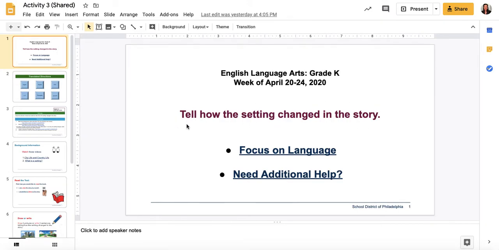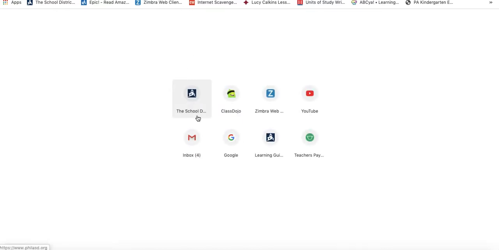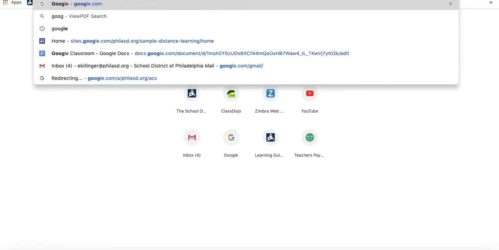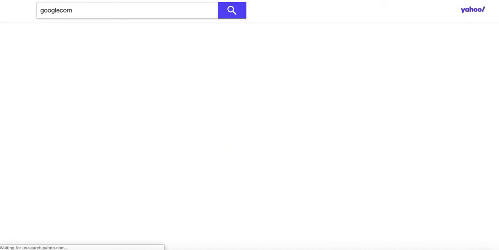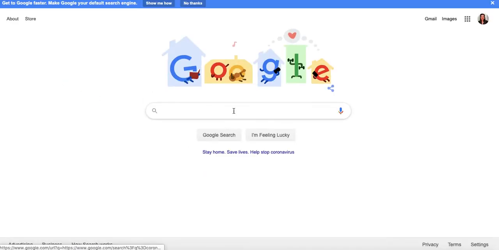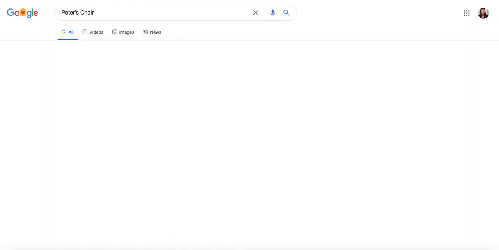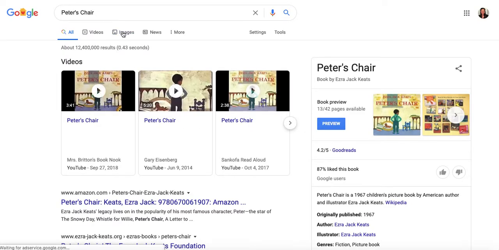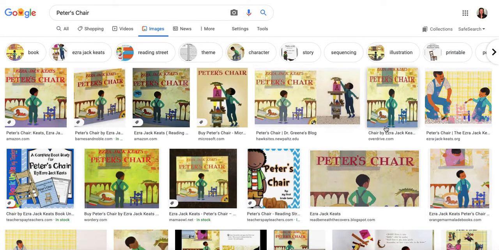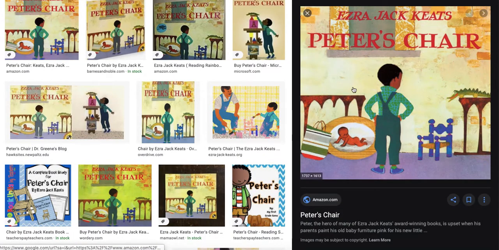Today we're going to tell how the setting changed in the story. So think about the example I used yesterday, Peter's Chair. That was the most recent book that the kids read with me before we left school for the year, so this will help your memory. If we were in school, of course, I would share some of our anchor charts that we made about setting, but I can't do that. So let me bring up, remember this book, Peter's Chair by Ezra Jack Keats.